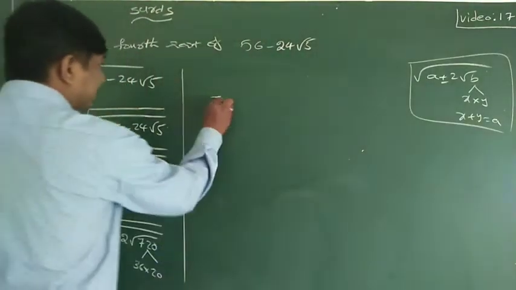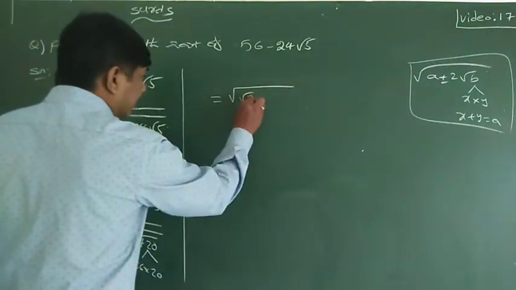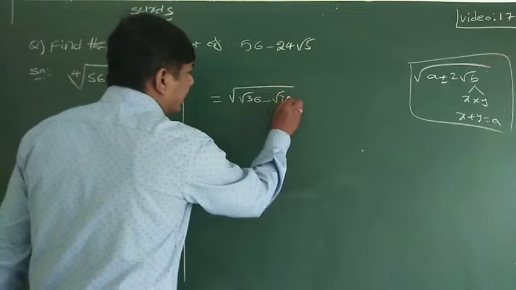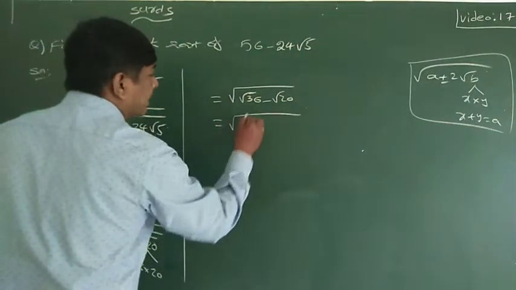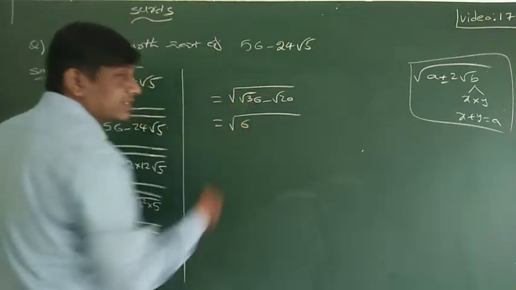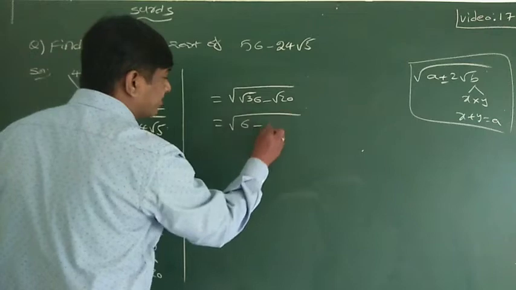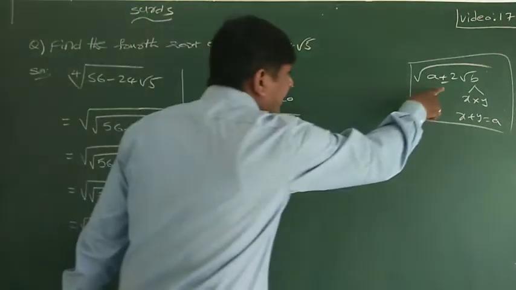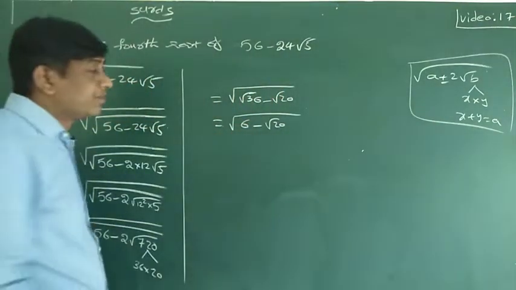Now this I write as a square root of root 36 minus root 20, since here minus is there: bigger value first and then smaller value. This is equal to square root of 36 can be done as 6, because the square root of 36 means 6 square, root and square cancel, minus root 20.